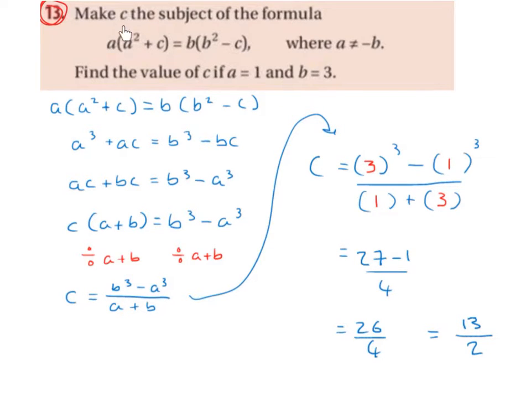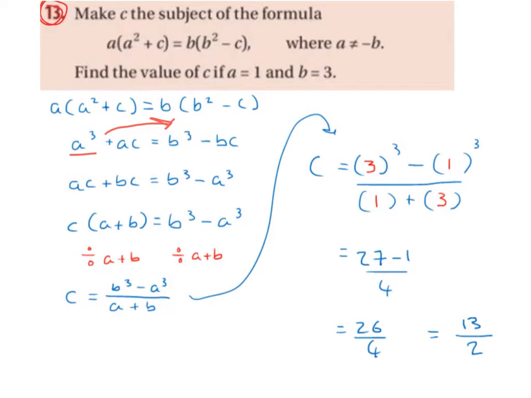So I'm trying to get the c on its own, so what I want to do is bring anything that has a c onto the same side, and anything that doesn't have a c onto the other side. So at the moment I have ac, so I'm just going to keep that there, and then the a cubed needs to go over to the other side. So I'm going to bring the a cubed over the equal sign, and it becomes minus a cubed.